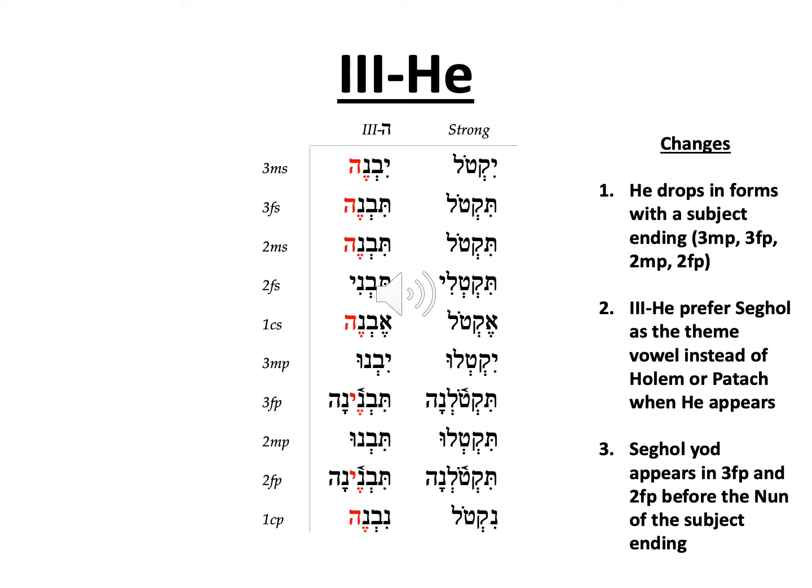So we have three types of third hey forms. Those where the hey remains, albeit with a segol. Those where the hey drops completely, those that have a vowel at the end, the 3MP, 3FP, 2MP, and 2FP, and those where the hey drops and becomes the segol yod, which are those that have na in the 3FP and 2FP.